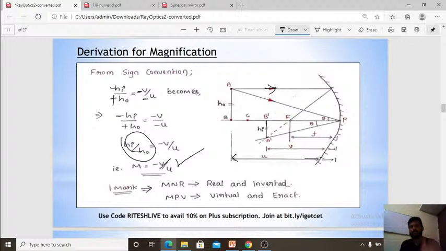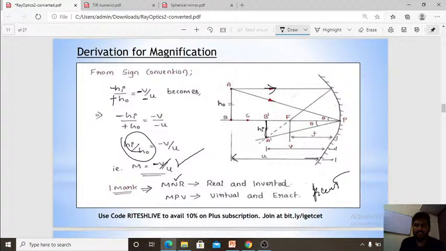You have to keep it in your mind and practice deriving the equation for magnification. Magnification is nothing but minus V over U, where V is the image distance and U is the object distance. For the 1 mark question for KCET, when magnification is negative, the image is real and inverted. Inverted image is nothing but upside down.